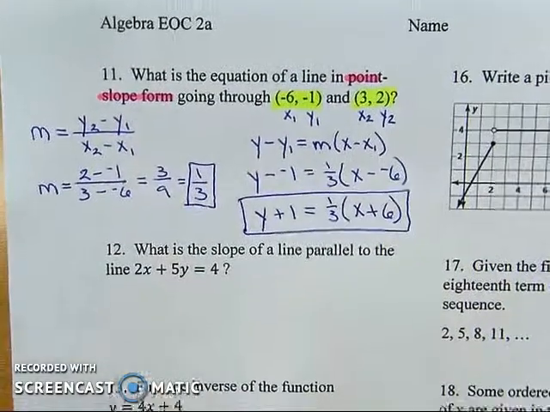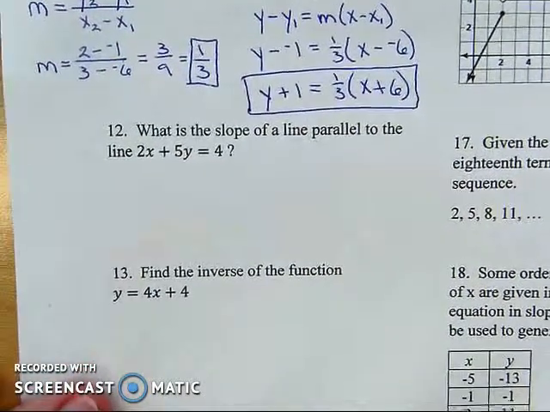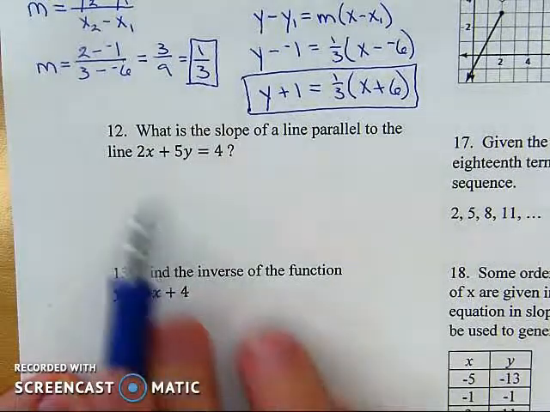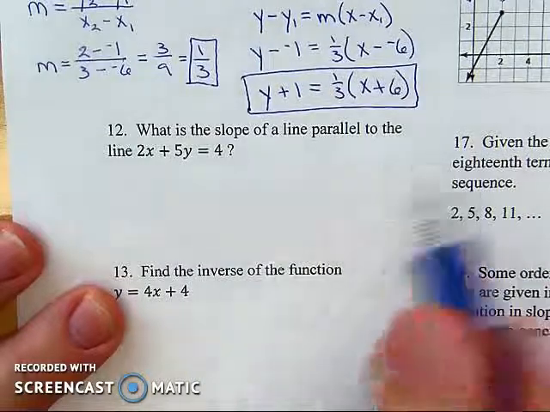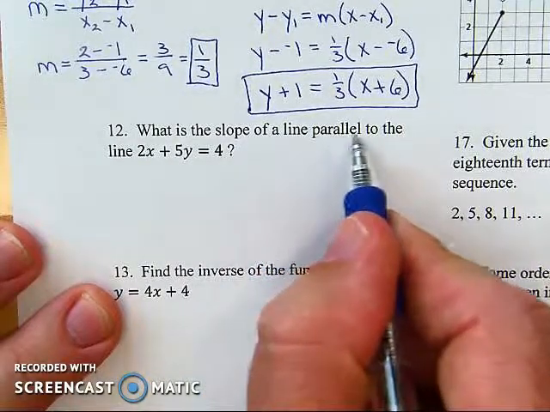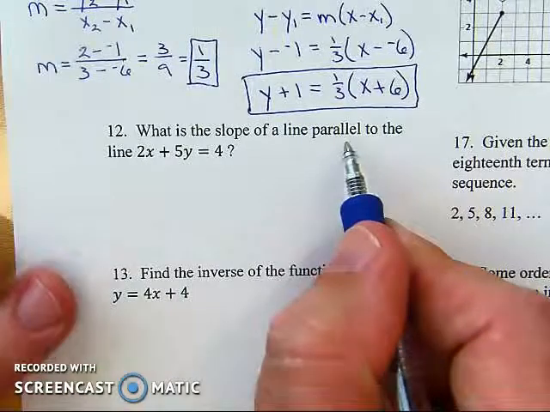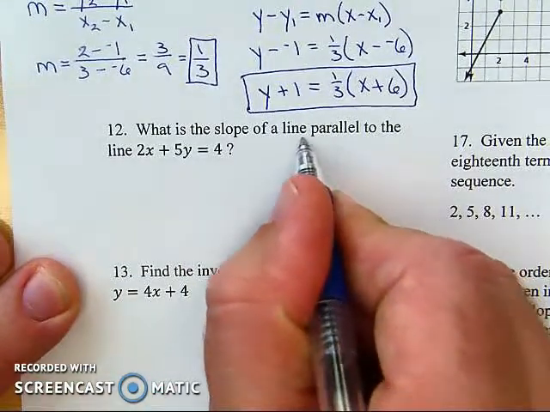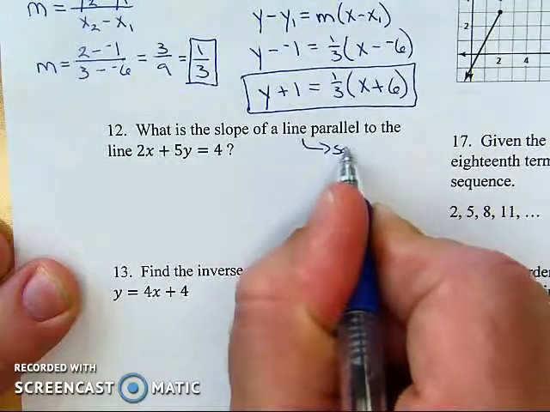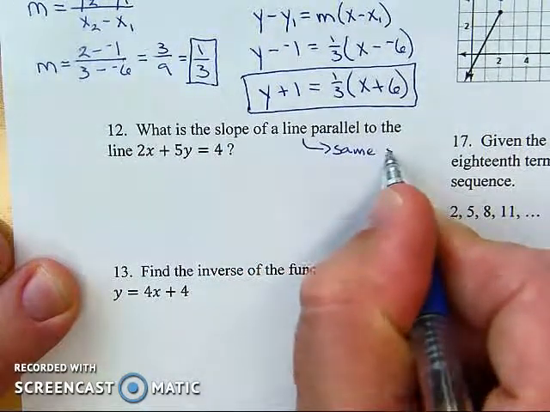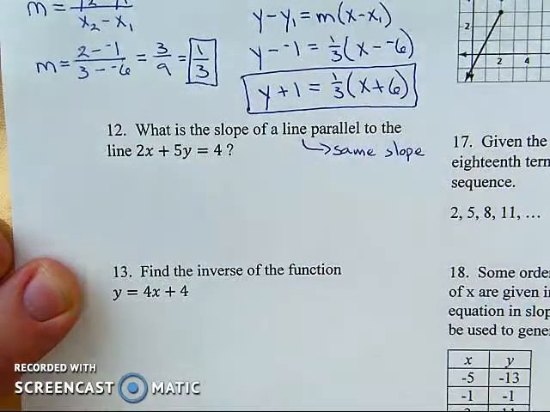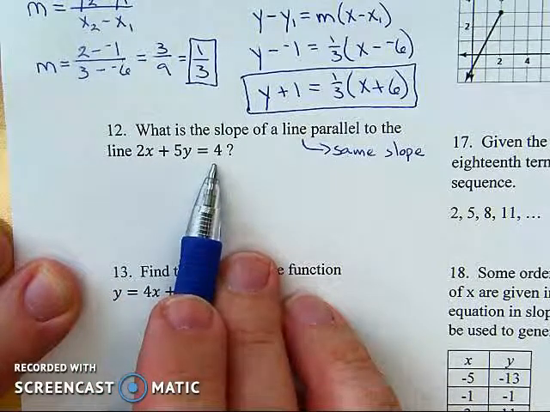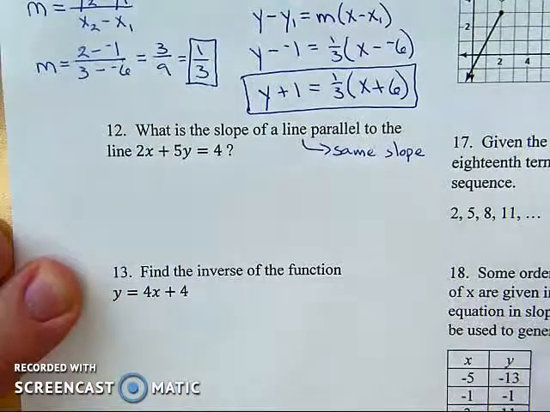All right, moving on to the next one here. We have to come up with the slope of a line that's parallel to this line. So first off, you got to remember something about slopes of parallel lines, and that is that they are the same. So parallel lines have the same slope. I'm just going to write same slope right there. So basically, we just have to figure out what is the slope of this, and then we'll have the slope of a parallel line. How do we get slope?